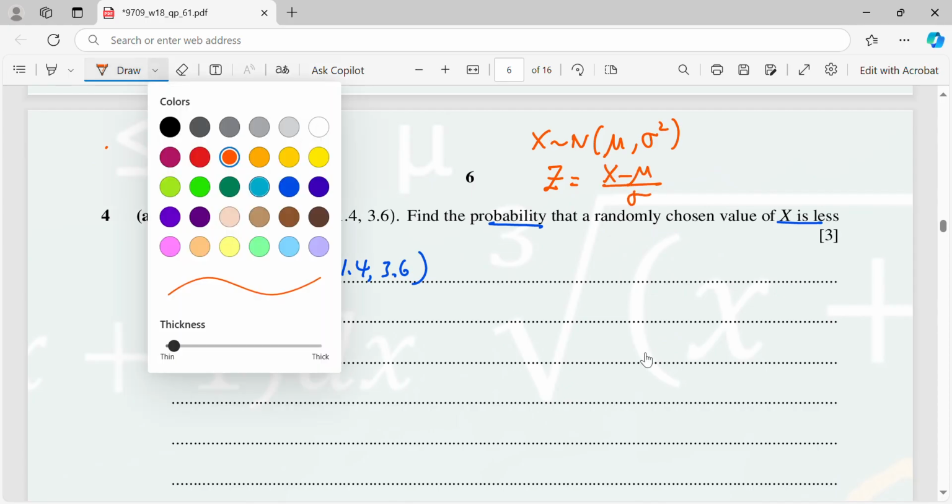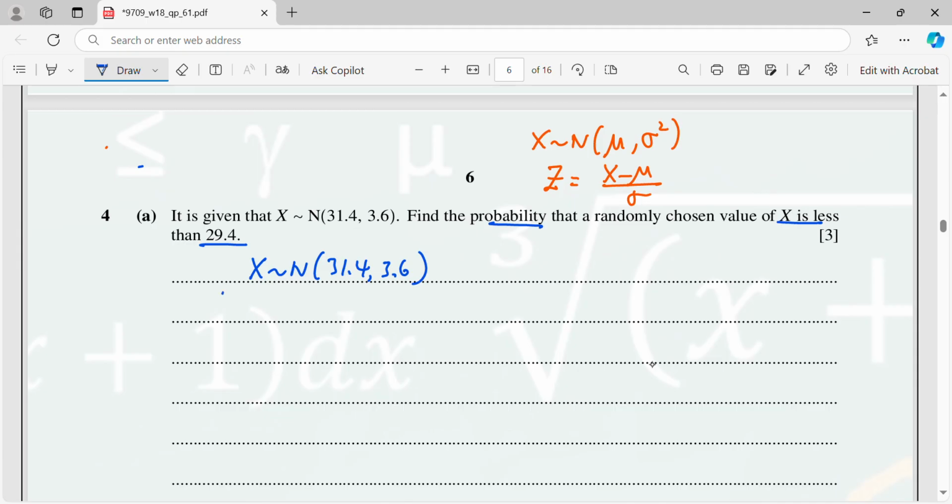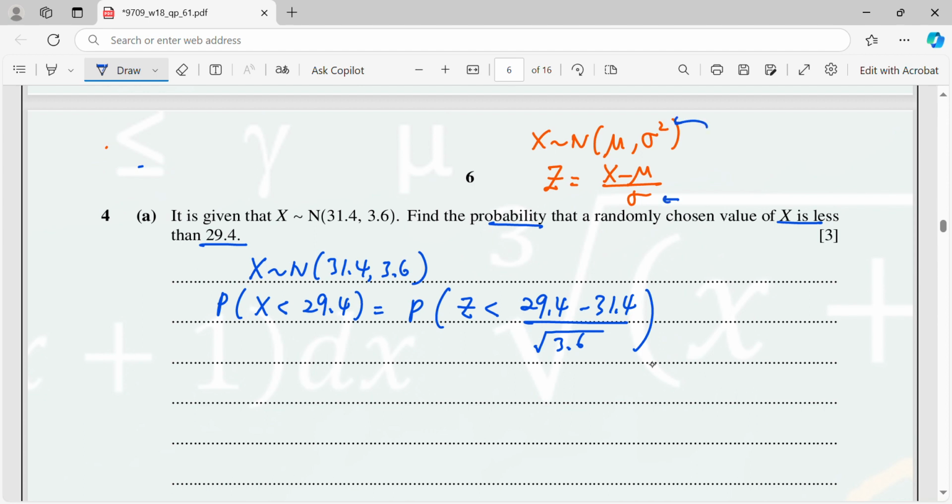Okay, so then from here, I will say P(X less than 29.4). And then you standardize it. You can say this is Z. So (29.4 minus 31.4) over the square root of 3.6, because this is sigma and you are given variance in the distribution. Then from here, I will be getting P(Z less than negative 1.054).